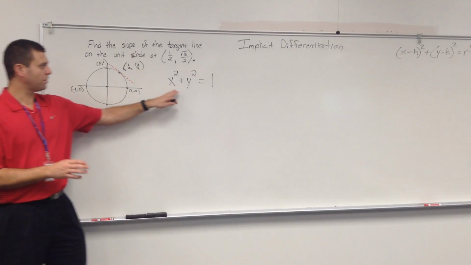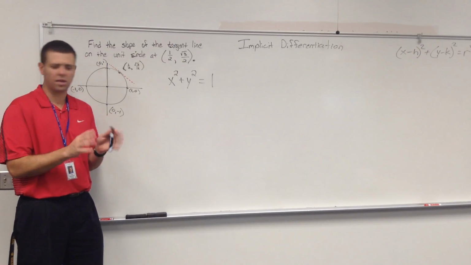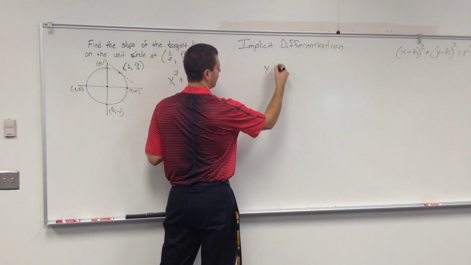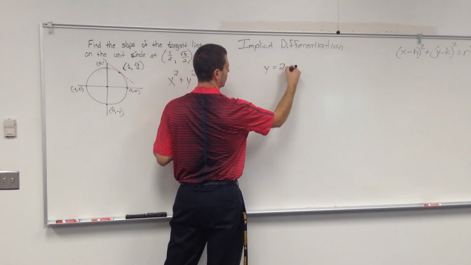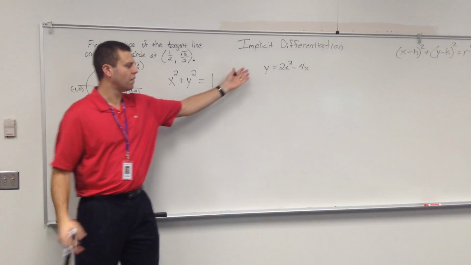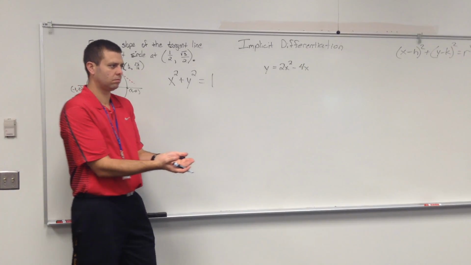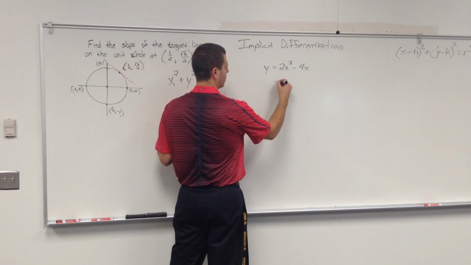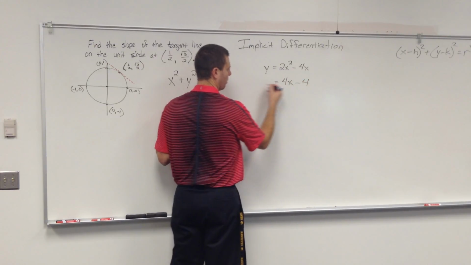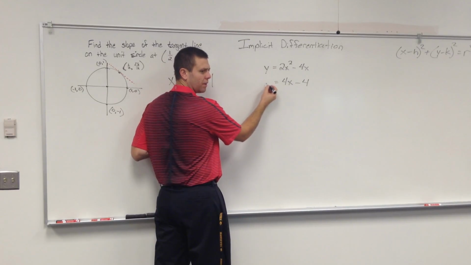Before I do that, I want to show you that implicit differentiation isn't a whole lot different than what you've already been doing. If I had this, and I asked you to find the derivative of this, what would you write? Here you'd write 4x minus 4. What would you write here? Y prime. What else could you write? F prime of x. What else could you write?